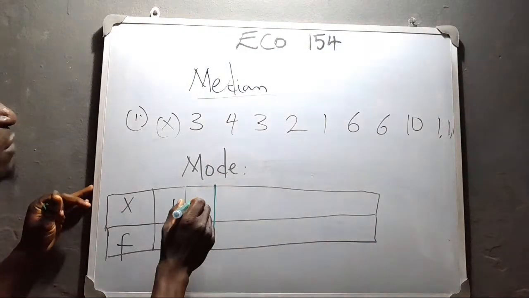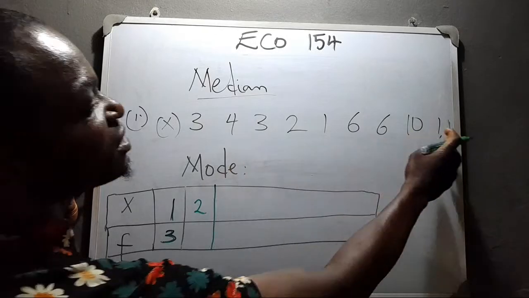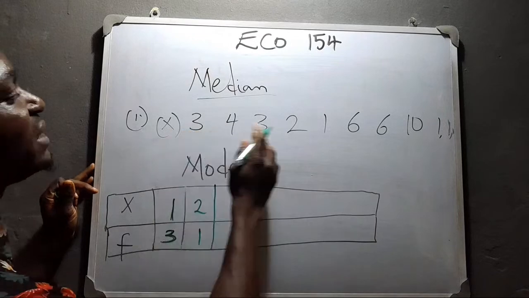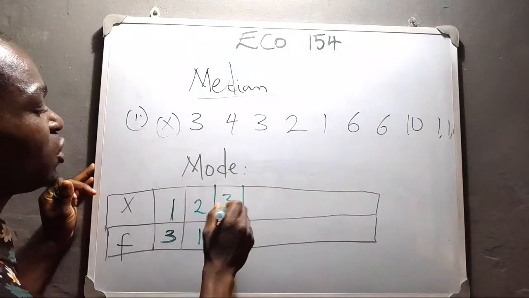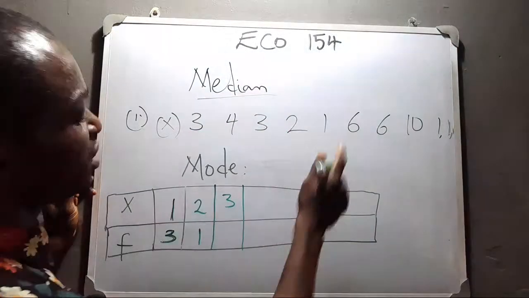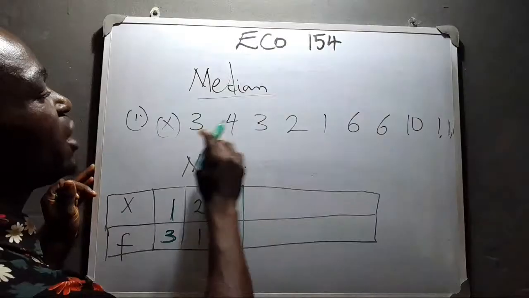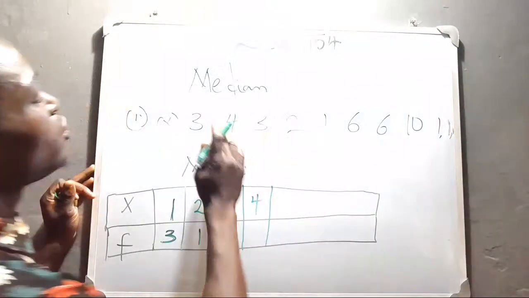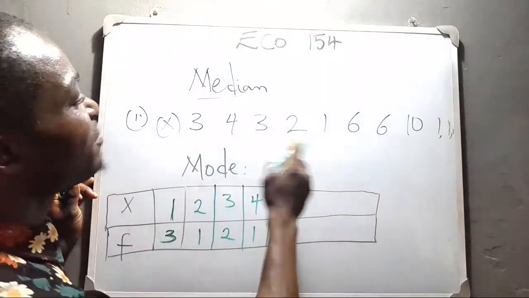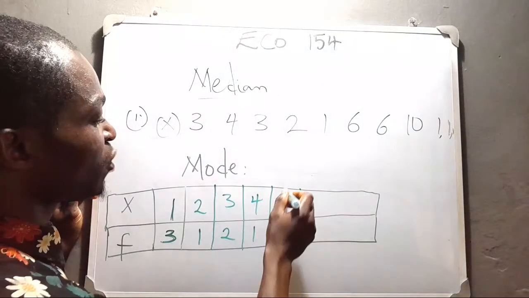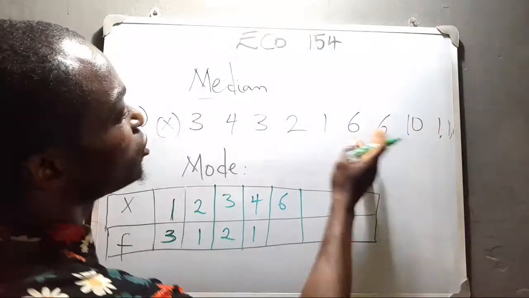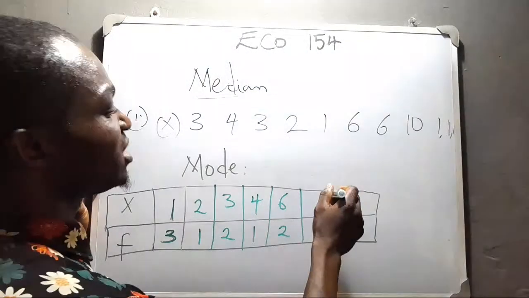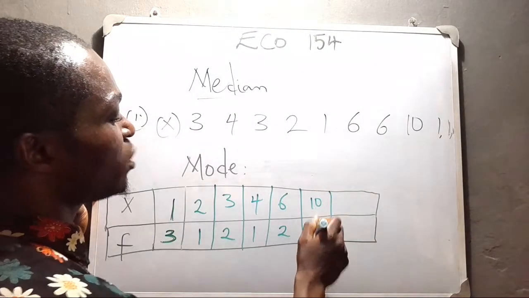So we have another number, we have 2. In the distribution, 2 occurs 1 time. Again, we have 3 in the distribution, which occurs 2 times. Again, we have 4 in the distribution, which occurs one time. And again, we have 6 in the distribution, which occurs 2 times. And then lastly, we have 10 in the distribution, which occurs 1 time.